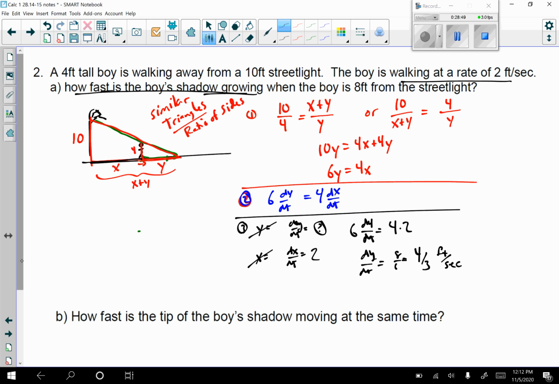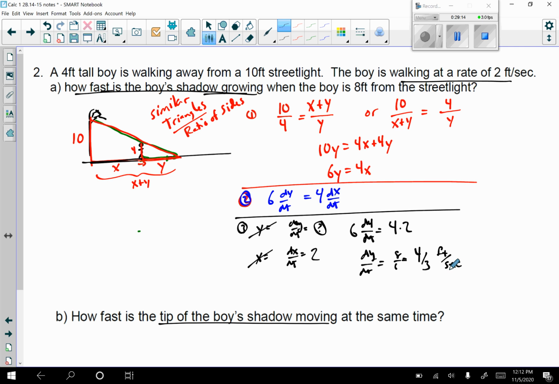Let's see, part B. How fast is the tip of the boy's shadow moving? Well, the shadow is getting longer at 4/3 feet per second, but that's from the boy's feet to the tip. The boy's feet are moving away. So if we look at the tip of the shadow, it's moving extra fast, more than just this 4/3. The boy's not just standing there. So as the boy moves, the tip moves and it gets longer.